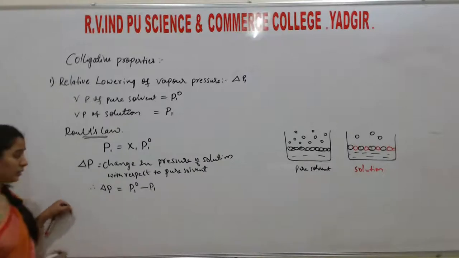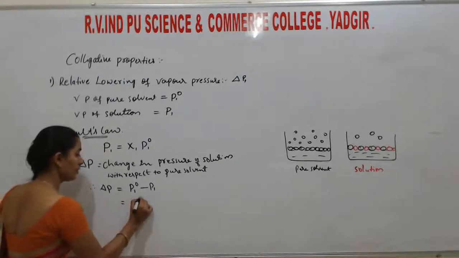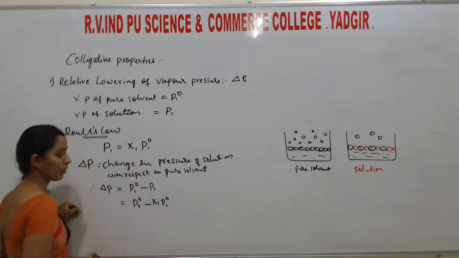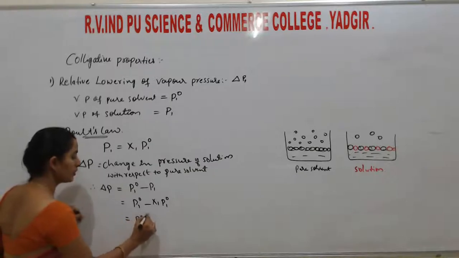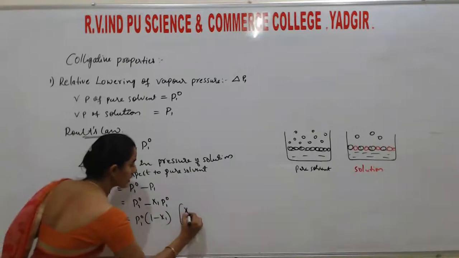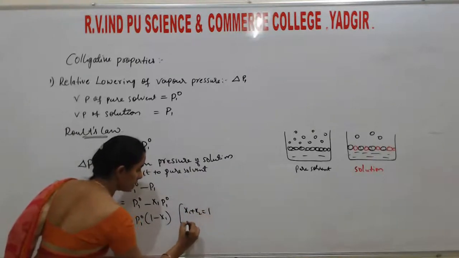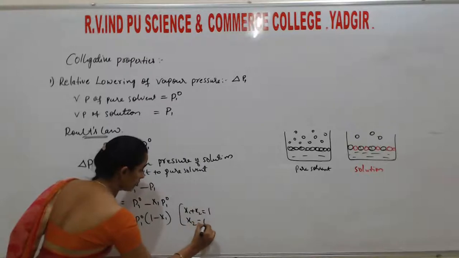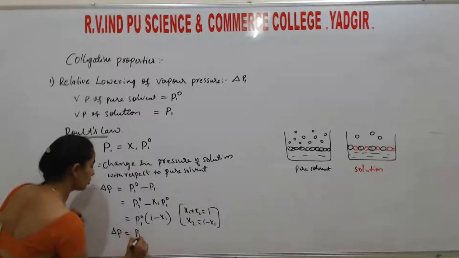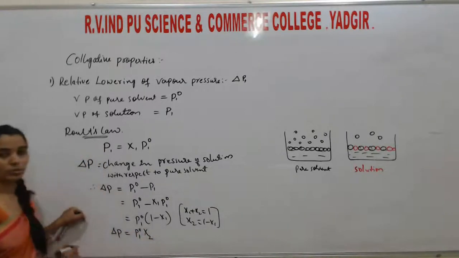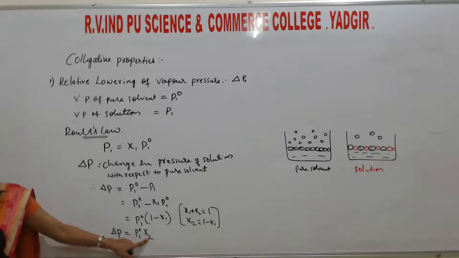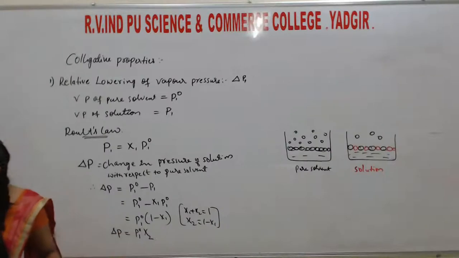Okay, so here we have P1 naught. Here P1 means what? x1 P1 naught. So we got delta P is equal to P1 naught into 1 minus x1. We know, students, that x1 plus x2 is equal to 1, so x2 is equal to 1 minus x1. We can replace this: delta P is equal to P1 naught x2. That depends upon the number of moles of solute particles.